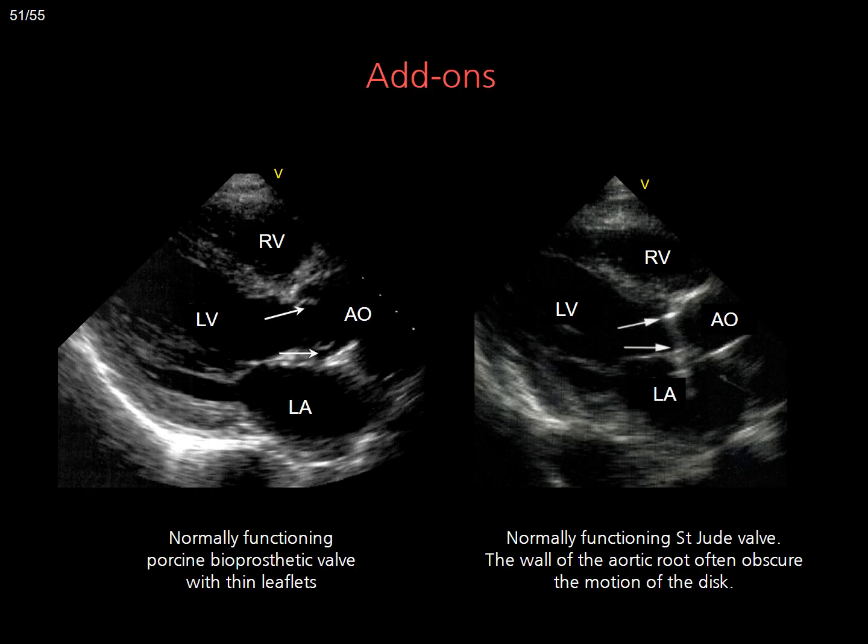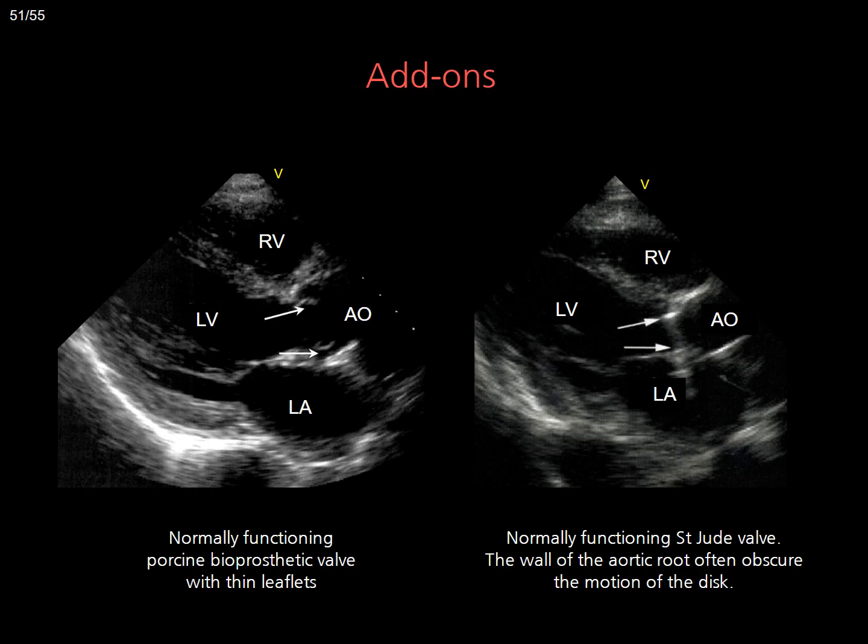These images illustrate normally functioning prosthetic valves. On the left, we see a porcine bioprosthetic valve with thin mobile leaflets and no evidence of obstruction or abnormal thickening. The opening is symmetric and the surrounding chambers appear normal.